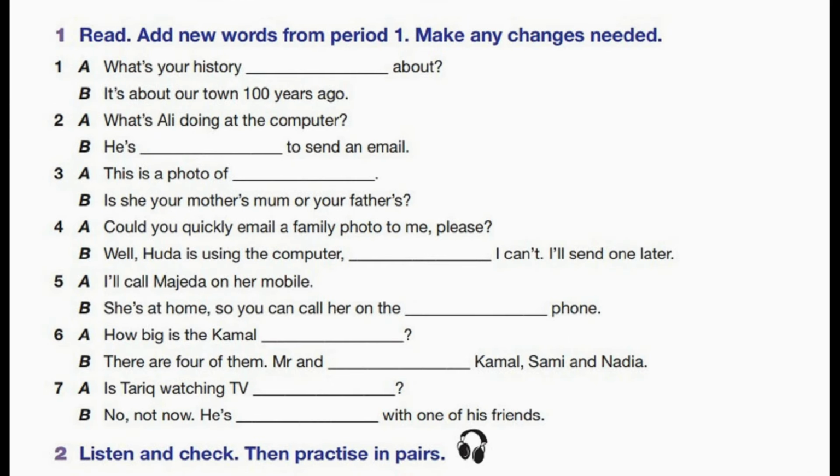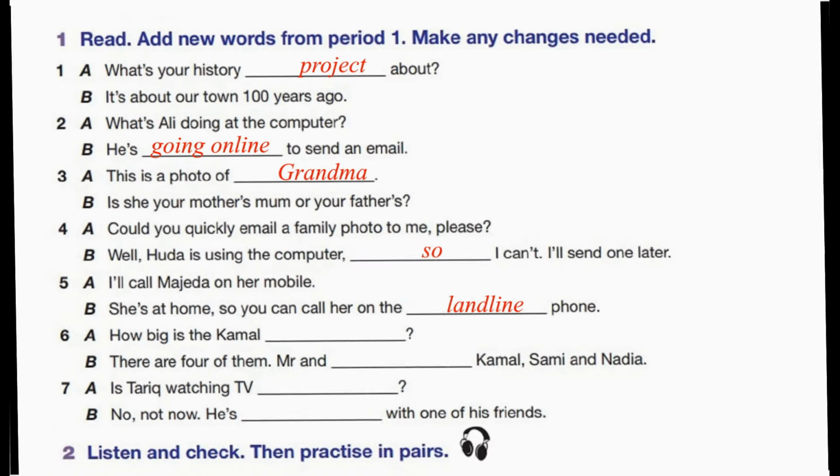Period 2. Activity 2 and Activity 4. 1. What's your history project about? It's about our town 100 years ago. 2. What's Ali doing at the computer? He's going online to send an email. 3. This is a photo of Grandma. Is she your mother's mum or your father's? 4. Could you quickly email a family photo to me, please? Well, Huda is using the computer, so I can't. I'll send one later. 5. I'll call Majida on her mobile. She's at home, so you can call her on the landline phone.